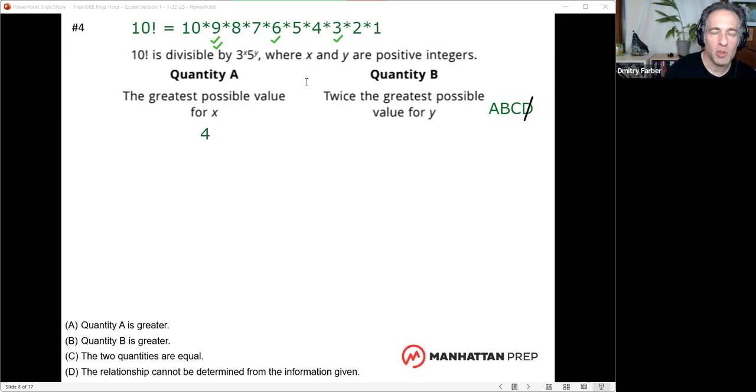Whereas Y is twice the number of fives. Well, where are the fives? I've got a five here. I've got a five here. I don't have any five squares. I don't have any 25s. There's two fives. That's four. This one is C.